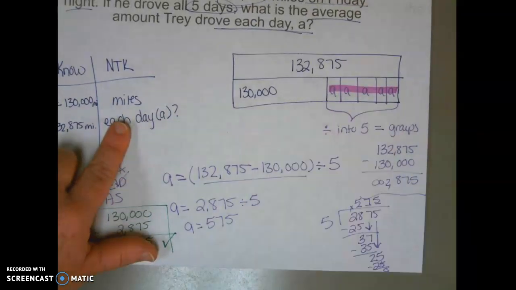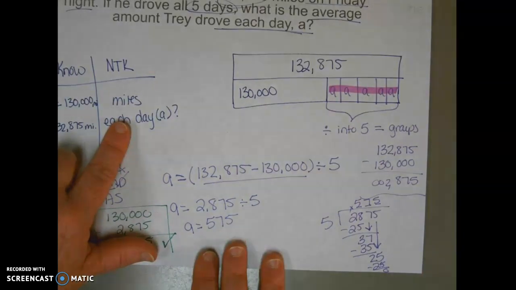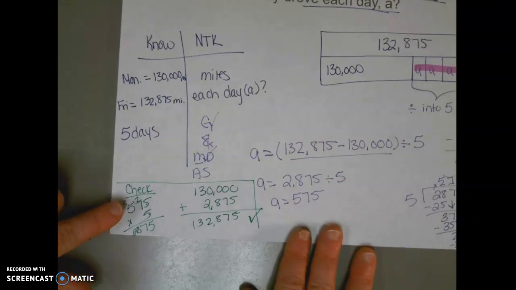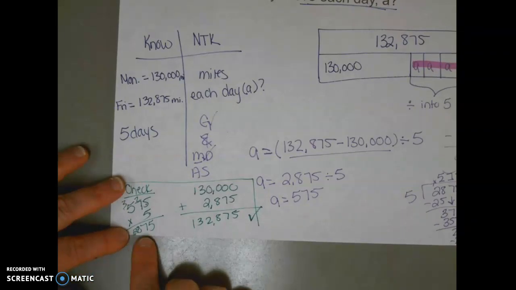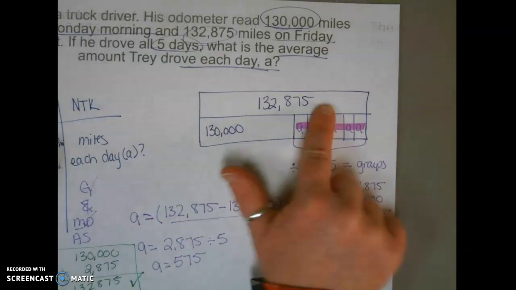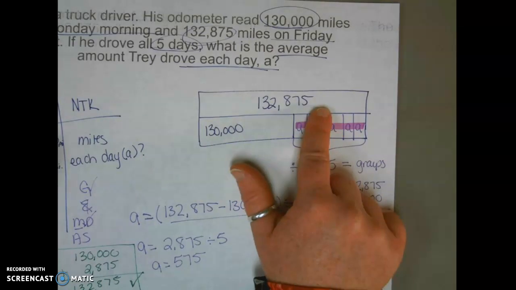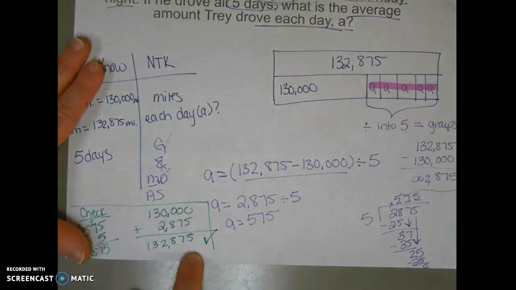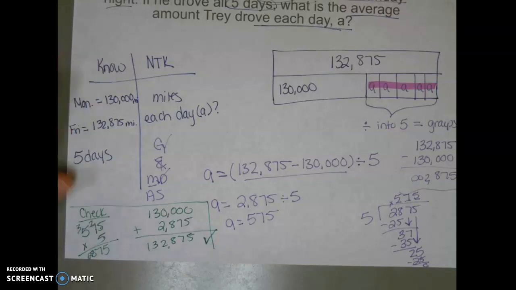I could plug that in for each one of my blanks in my strip diagram. I wanted to double check my work, and here is my check. So I just worked it backwards, and I said if I did 575 times 5, I got 2,875. And if I put that number together with the 130,000, I should get a total miles of 132,875 that he had by Friday. And so when I added my numbers, lining up my place value, I got the same number.